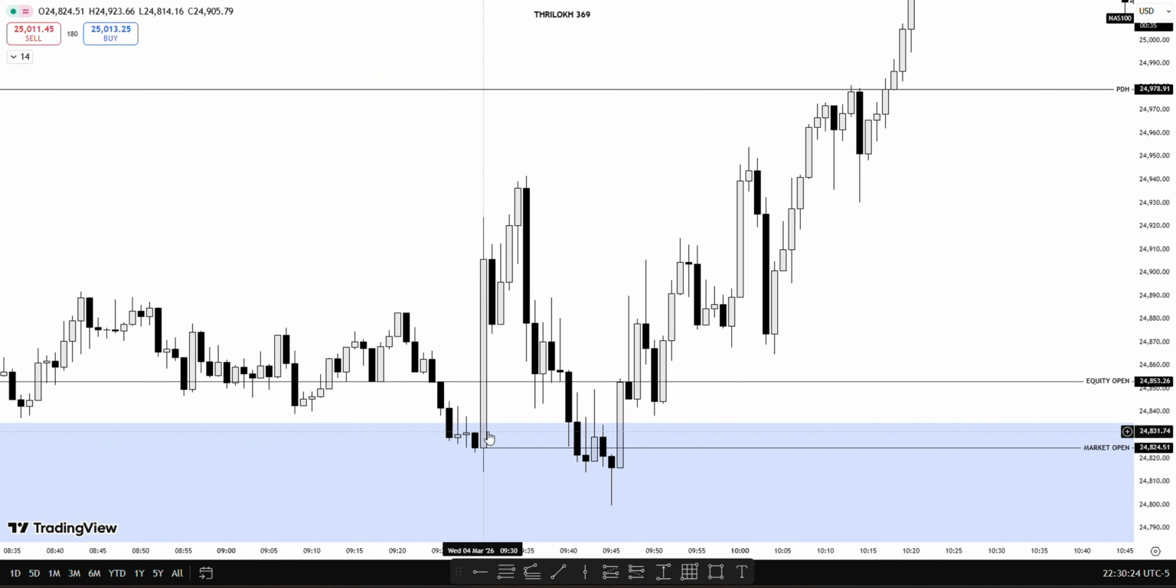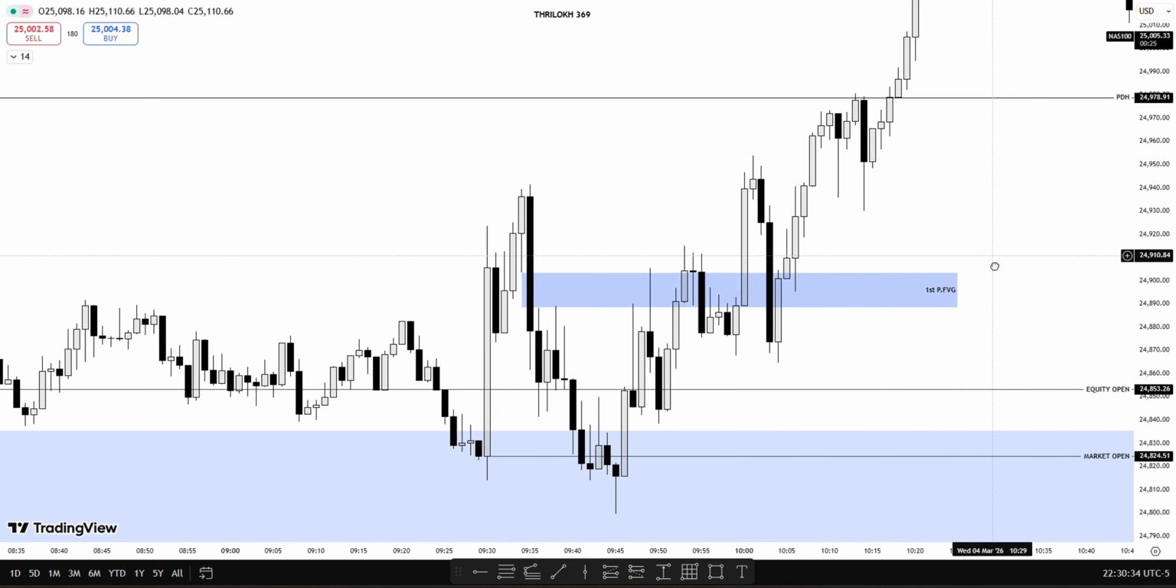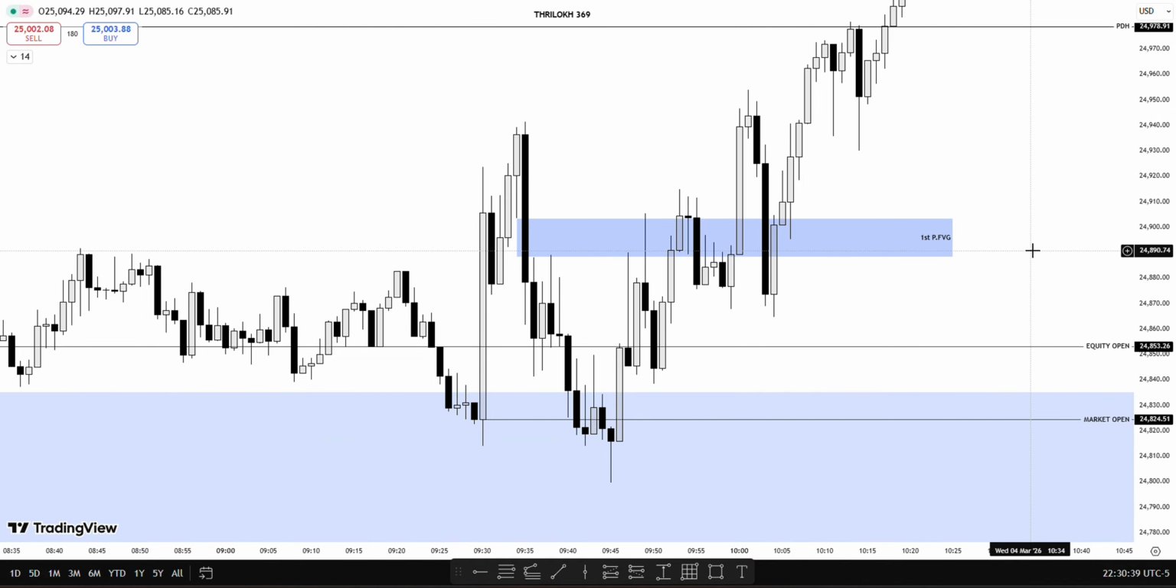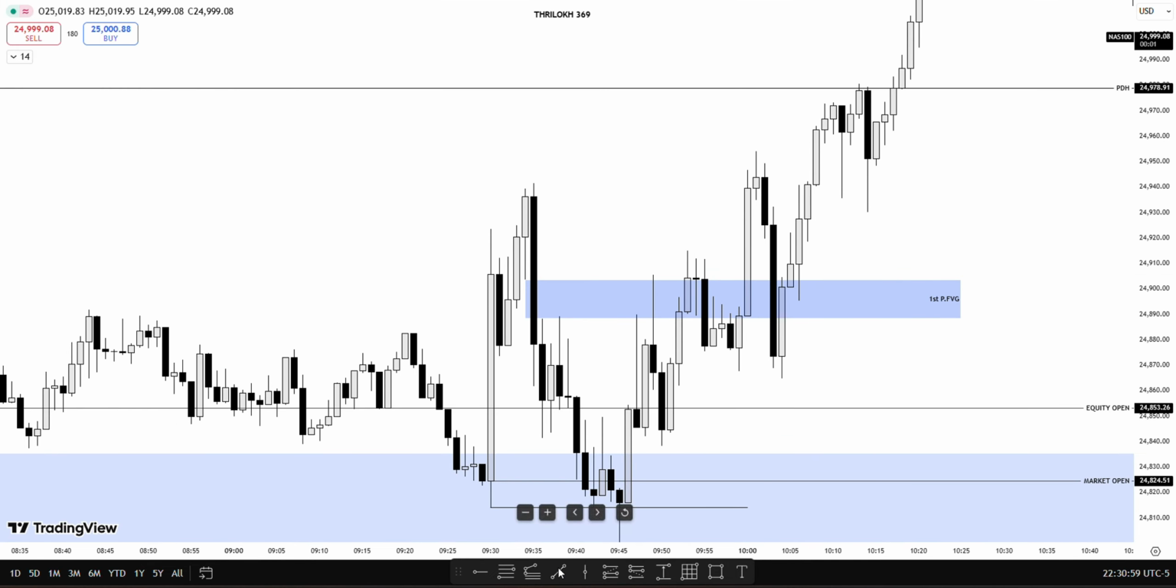Here the market has opened, and this was our first presented fair value gap. The first presented fair value gap acts like a powerhouse. ICT has been talking about the powerhouse of the first presented fair value gap. The price tapped it, went lower and took the liquidity. This is engineered sell side liquidity. I've mentioned that this is an engineered sell side liquidity and this is an engineered buy side liquidity.